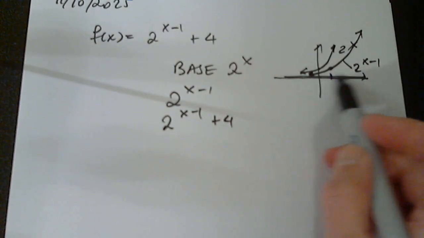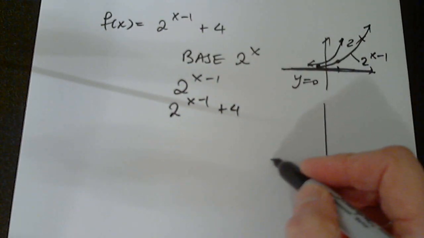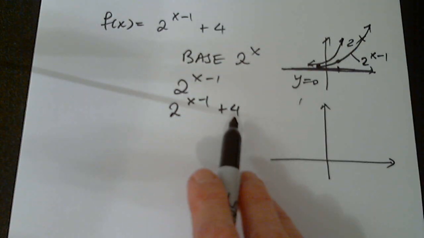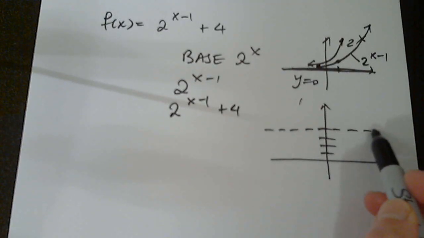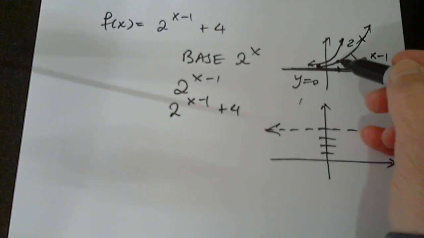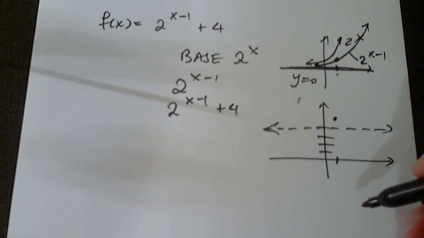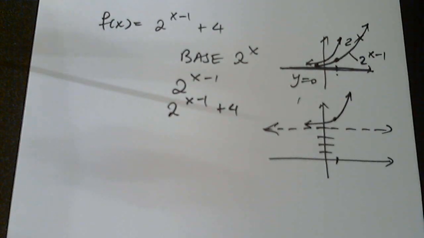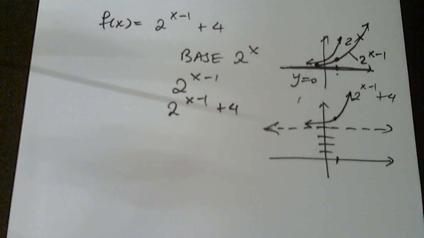Now, I know that the horizontal asymptote is y equals 0 here. But when I graph the final graph, I have to shift the horizontal asymptote 4 up. 1, 2, 3, 4. This is the horizontal asymptote now. And this point, which was at 1, 1, of course, moves up here at 1, 5. So here's the graph. And this is 2 to x minus 1 plus 4.